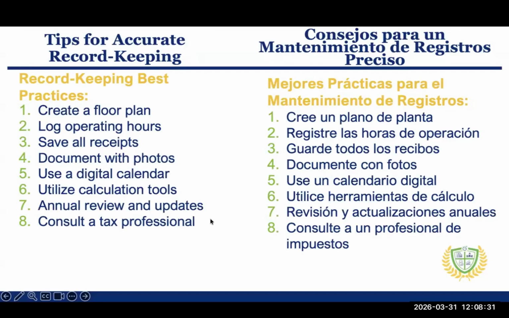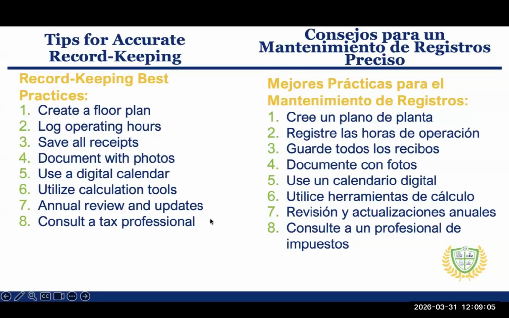So some things that you can do is first create a floor plan of your home, clearly marking regular and exclusive use areas. Also, keep a detailed log of your operation hours. Important, operation hours are not only the hours that the business is open, also include hours that you spend on preparation and cleanup time.